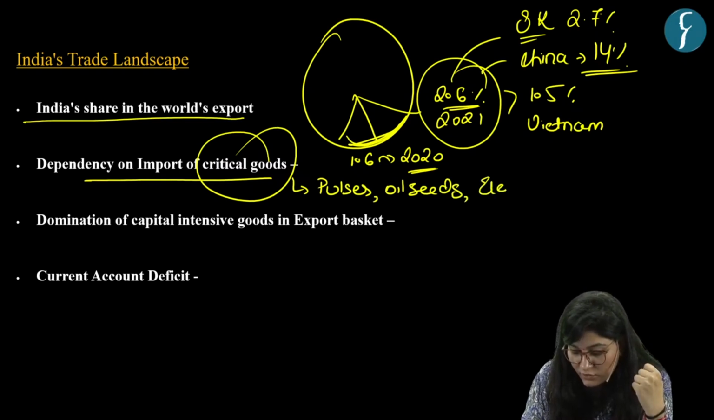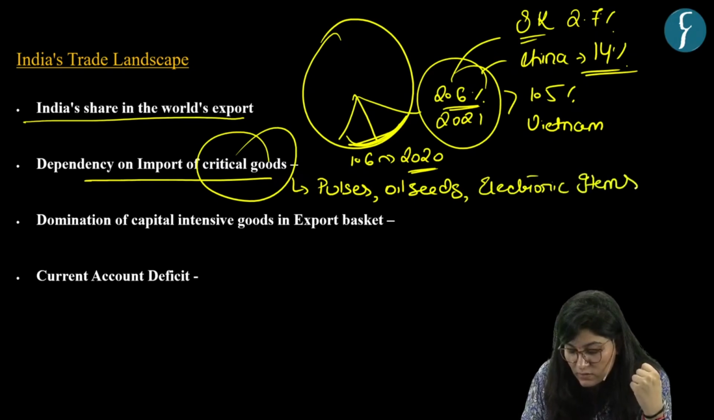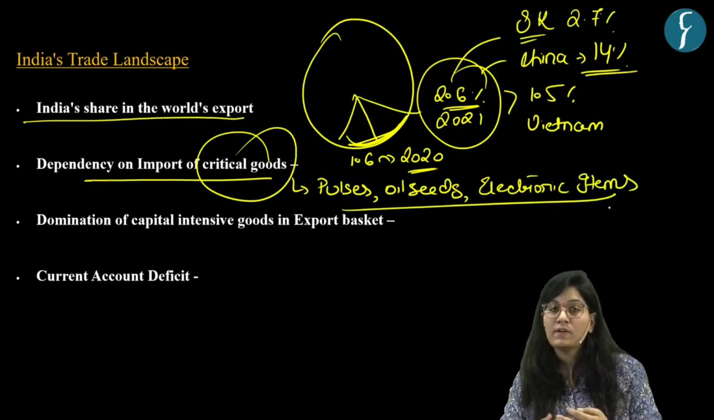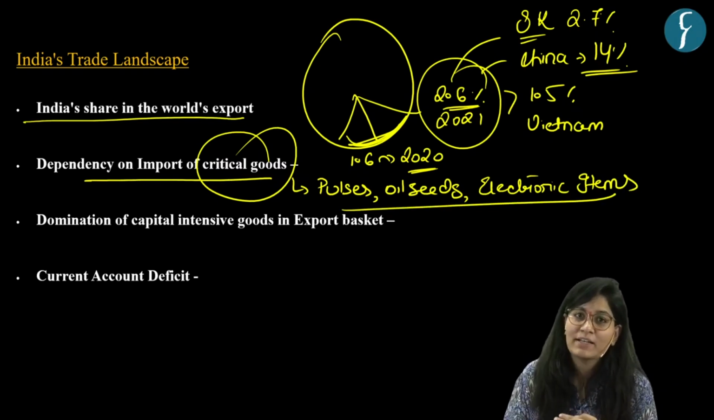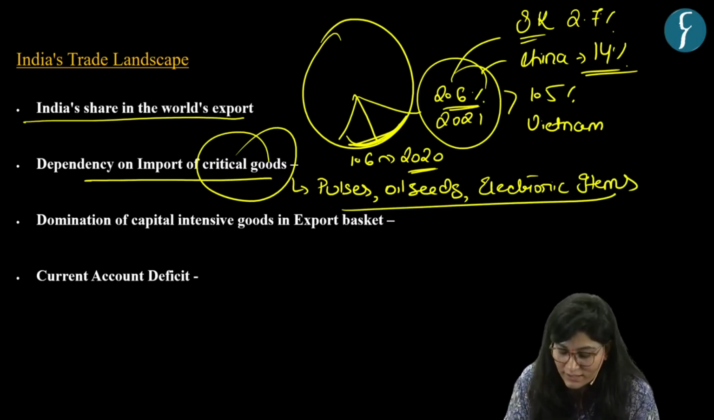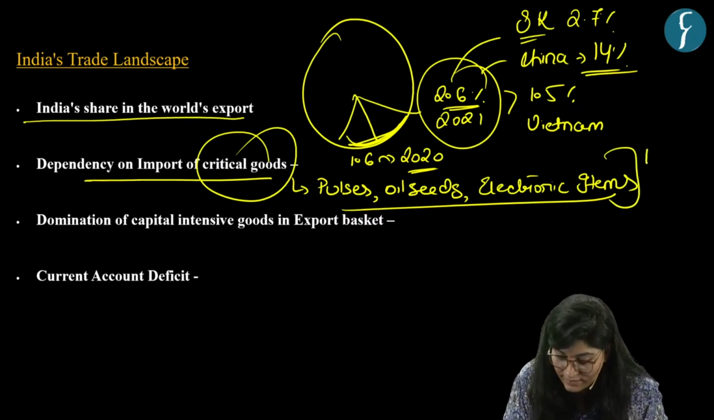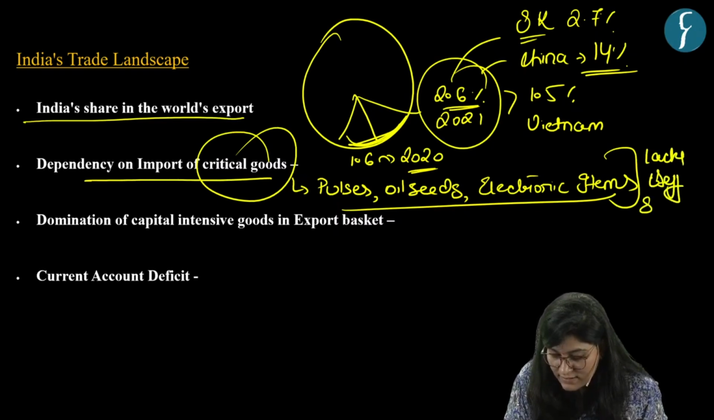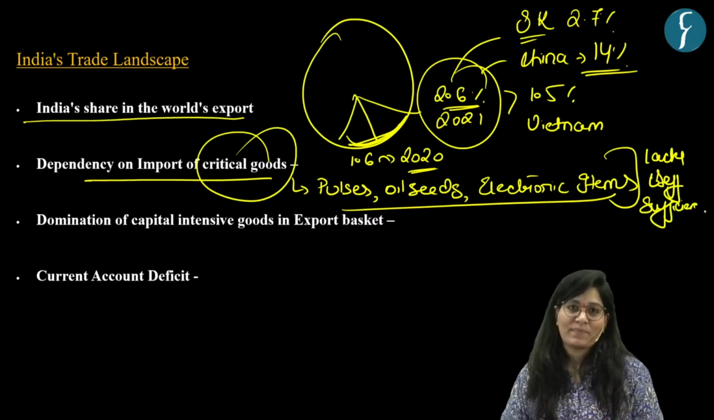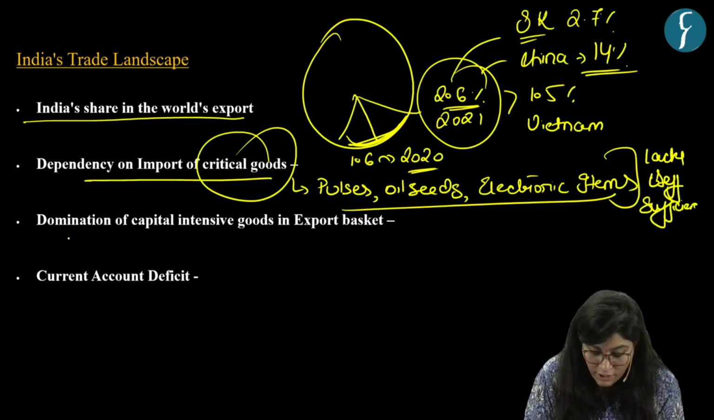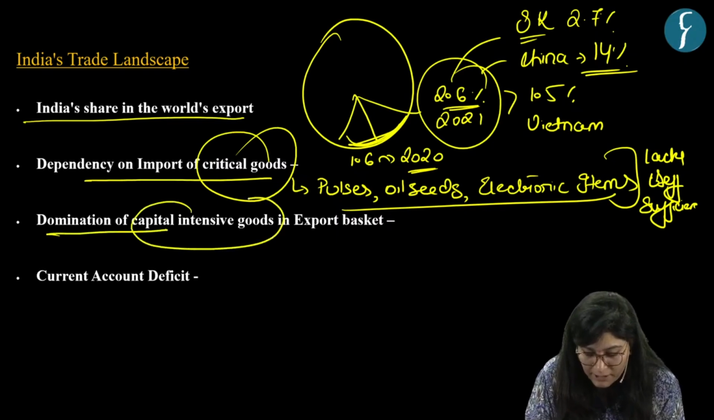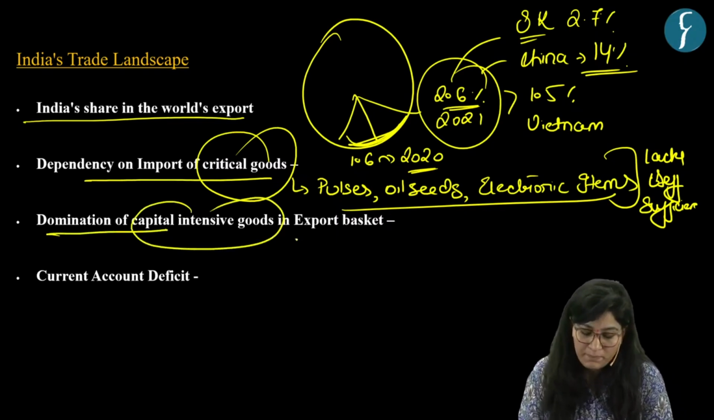Then we have electronic items. So these are critical goods, and India is still dependent on imports. So what does it show? It shows India lacks self-sufficiency. Okay.